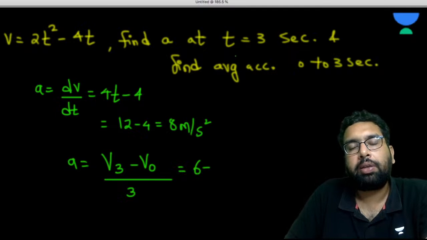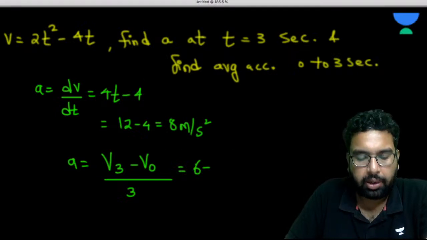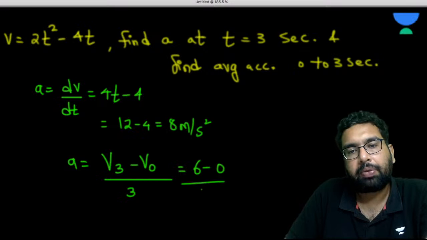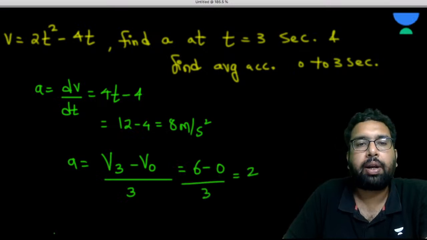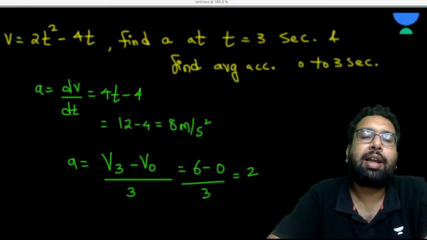Minus what is the velocity at t is equal to 0? It is 0 only. And the time is 3. So we are going to get 2. Right, beta? Please answer me. Those who are live can tell me.